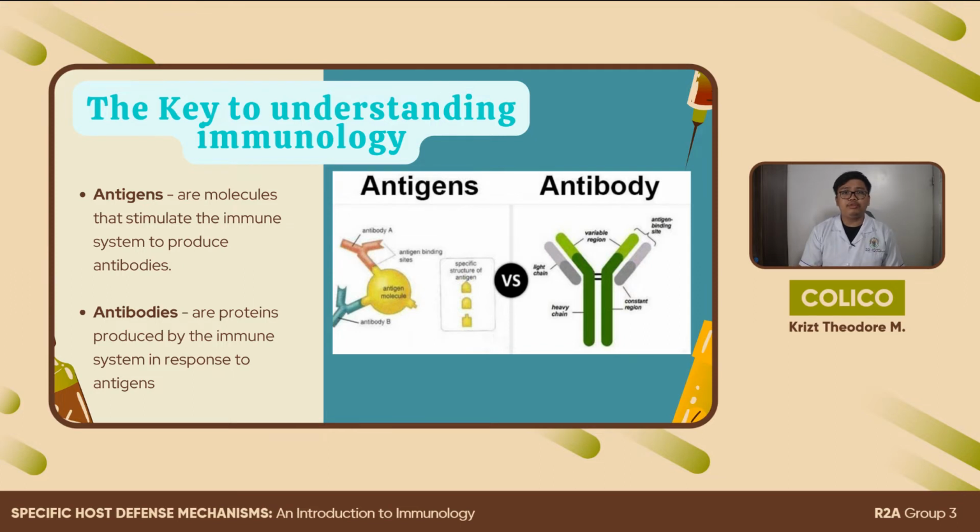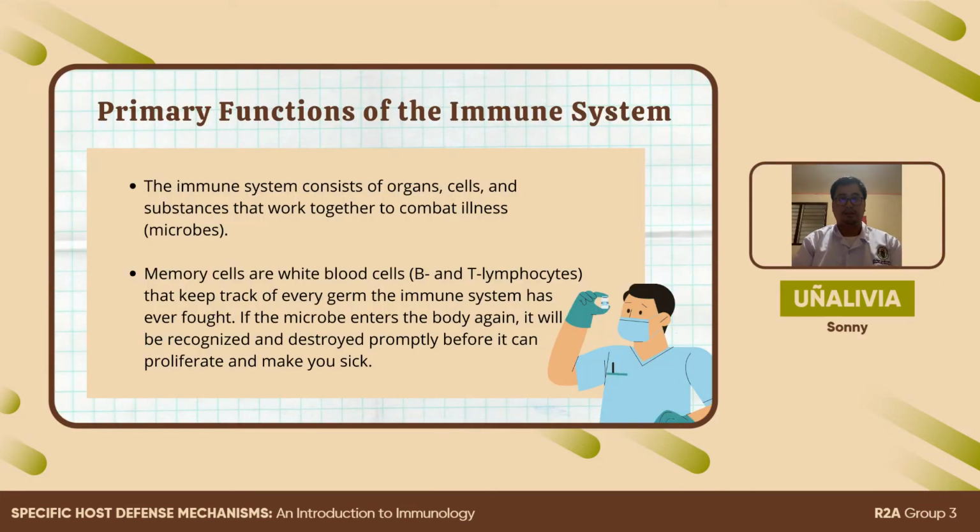The key to understanding immunology. An understanding of immunology boils down to an understanding of two terms: antigens and antibodies. For the moment, think of antigens as molecules, usually proteins, that stimulate a person's immune system to produce antibodies. Think of antibodies as protein molecules that a person's immune system produces in response to antigens. Later in the chapter, antigens and antibodies will be discussed in more detail. Today we are going to discuss the primary functions of the immune system.